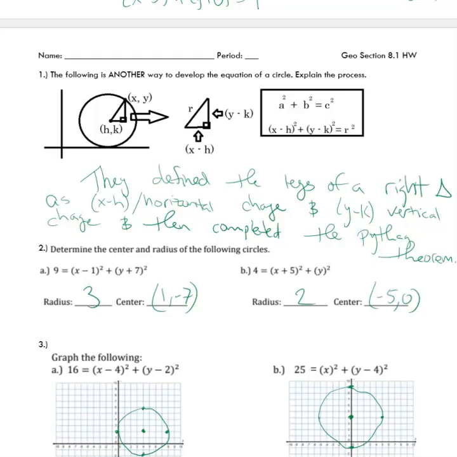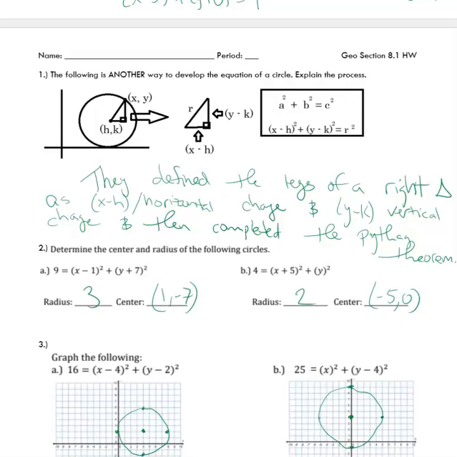Now let's take a look at the homework. It says the following is another way to develop the equation of a circle. Explain the process. So when you look at this, you have a change. You're going from (h, k), the center, to (x, y). You have one of the sides that is the change of x, and one of the sides that is the change of y. So the change of x is going to be the x minus the h, and the change of y is going to be the y minus k.